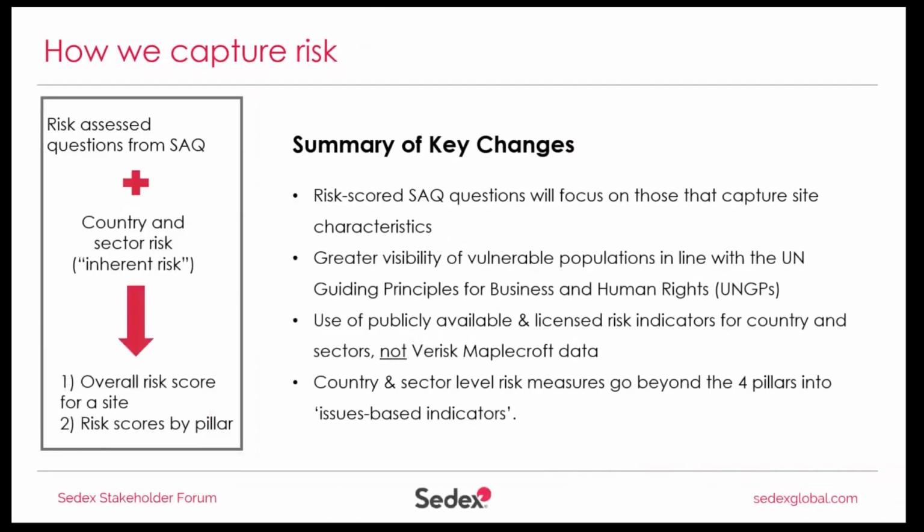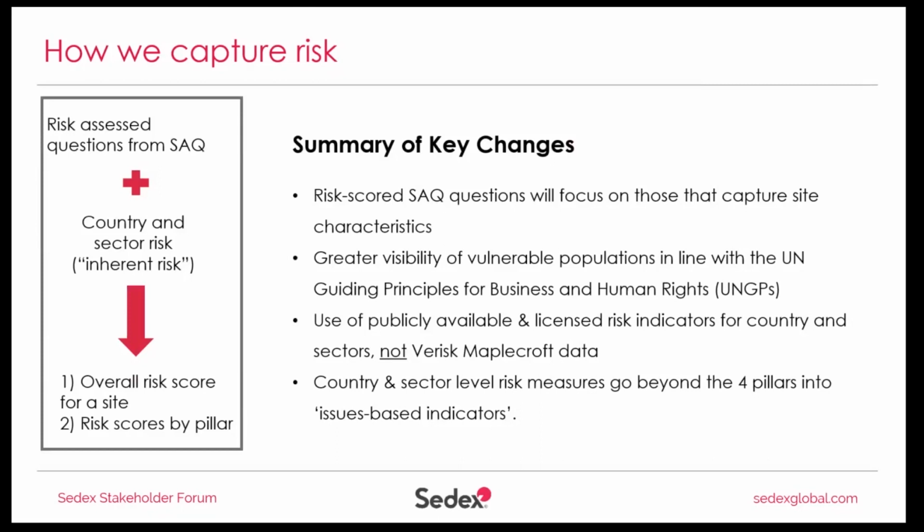So just to summarise, how we capture risk within the Sedex platform is remaining largely the same as in the current tool. We take both the risks associated with a particular country and a particular sector, and then overlay that with information provided from a site in terms of their site profile and SAQ information, and we combine that information together to create an overall risk score for a particular site. Those scores are then segmented by the different pillars of Sedex, so labour standards, health and safety, the environment and business ethics, and aggregated into an overall risk score for a particular supplier.